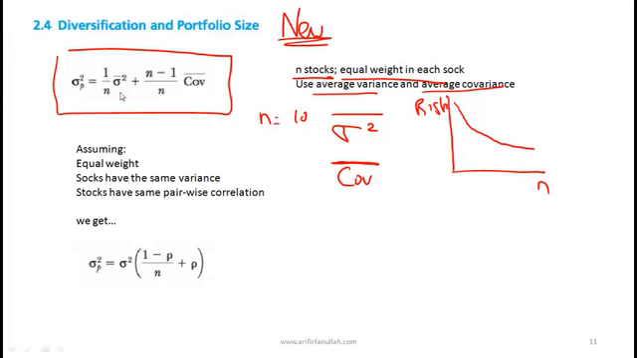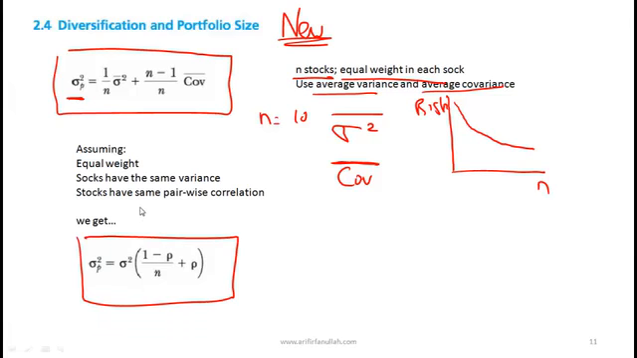So what is this saying? This is saying that the variance of the portfolio is 1 over n times the average variance plus n minus 1 over n into the average covariance. Now the formula that you actually definitely need to know is this one.